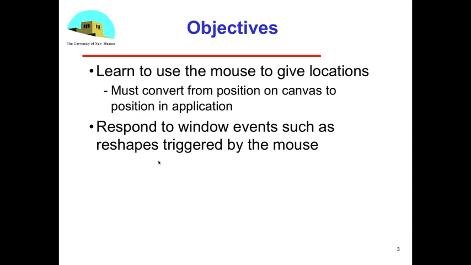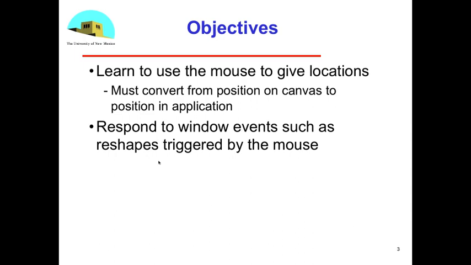We also want to talk about related things we can do with the mouse a little bit, such as resizing or reshaping the canvas by pulling a corner of it and making it bigger or smaller, and also, as part of that, changing the height to width ratio, or the aspect ratio, of the canvas.